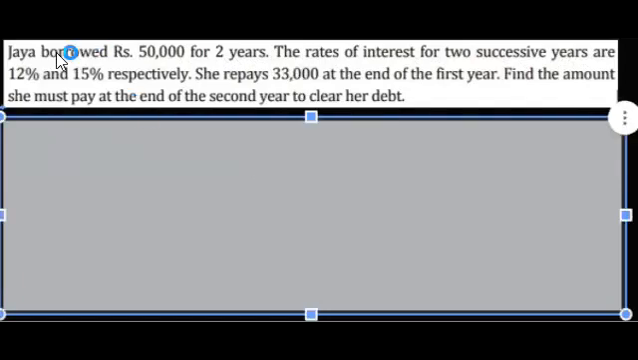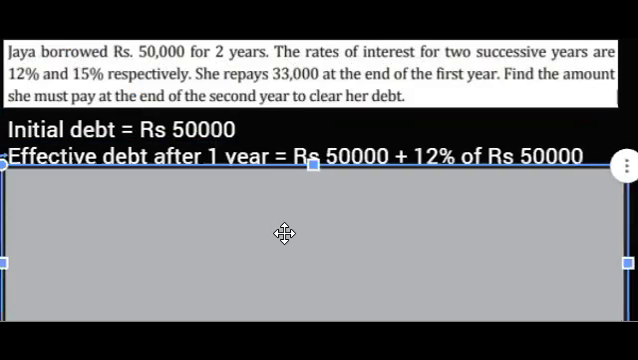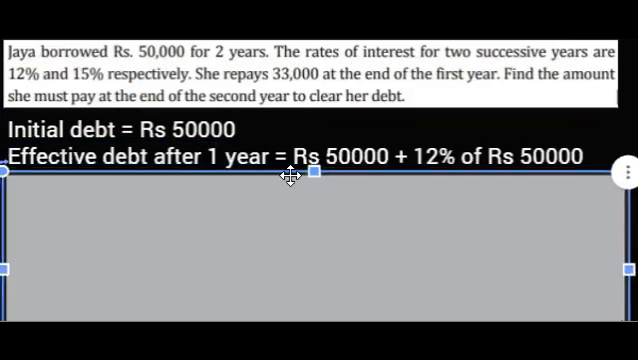So the story of Jaya, if you look at the question carefully, it begins with her borrowing 50,000. So we can say that she has an initial debt of rupees 50,000. Then something happens after 1 year. After 1 year, the rate of interest for the first year is 12%. So if I were to calculate her effective debt at the end of first year, it would be something like this. So her effective debt after 1 year would be her initial debt, that is 50,000, plus 12% of the debt, because for the first year, the rate of interest is 12%.